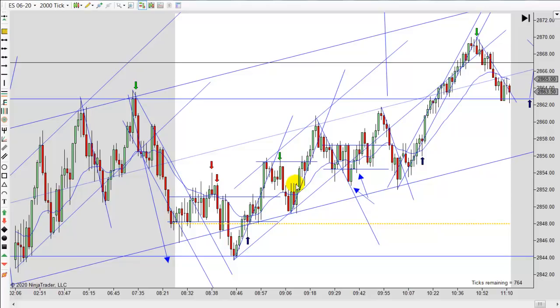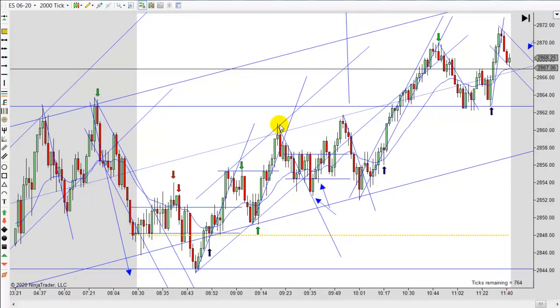I don't like those 3-bar matching highs there. But there is a little failed second entry short. This is a second entry long. So that's another one. You might take it if you had that trend line on there. We run up, and there is a second entry short right there.